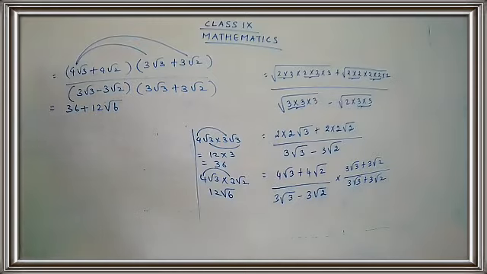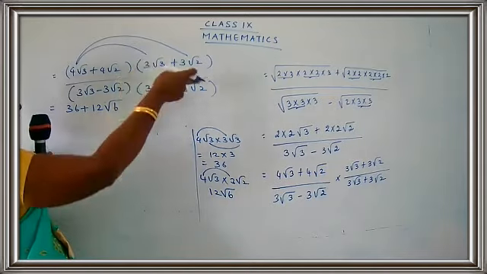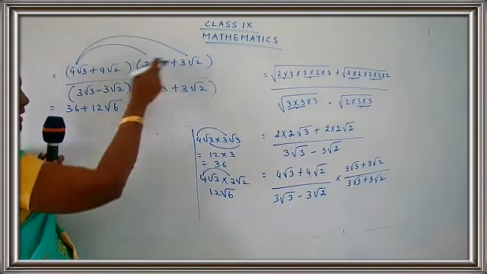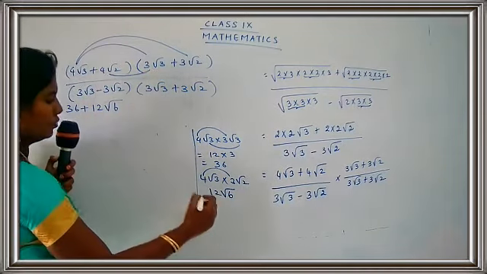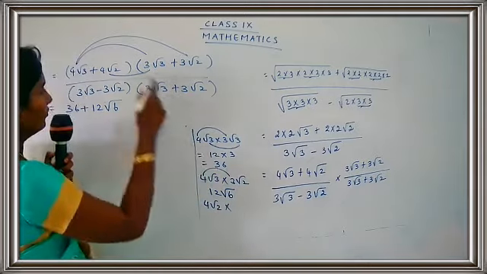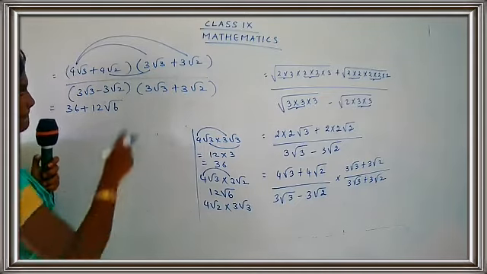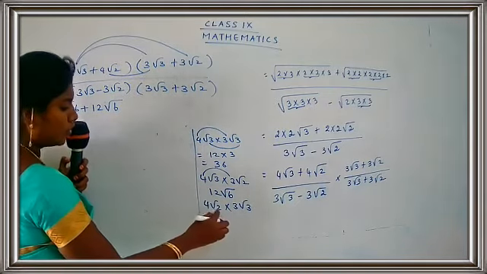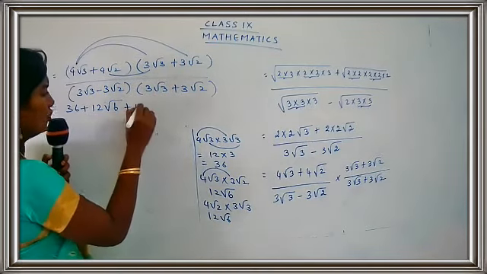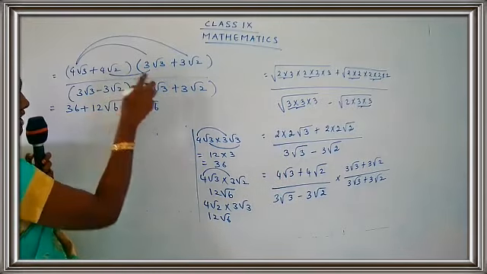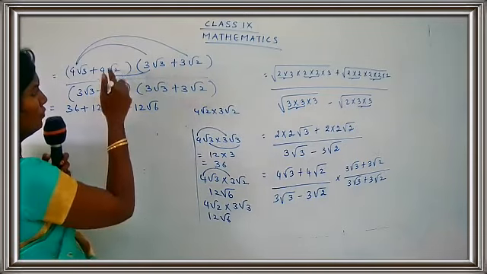Now, let me take the next one. I have completed the first term of the second bracket. I'm going to take the second term and the first term of the second bracket. So 4 root 2 into 3 root 3. What do I get here? 4 3s are 12. Root 2 into root 3 is root 6. So I get the answer 12 root 6. And at the last I have 4 root 2 into 3 root 2.